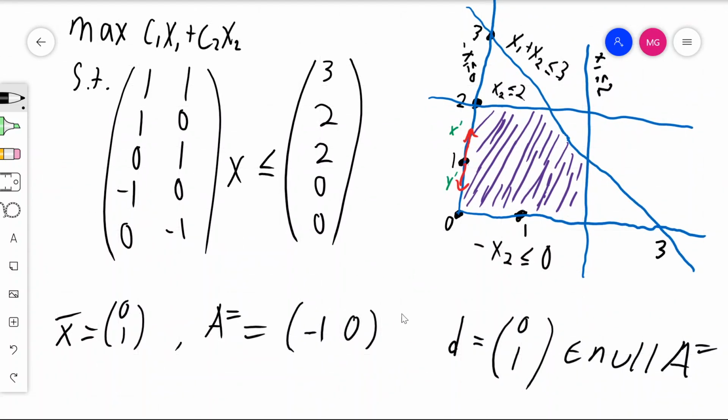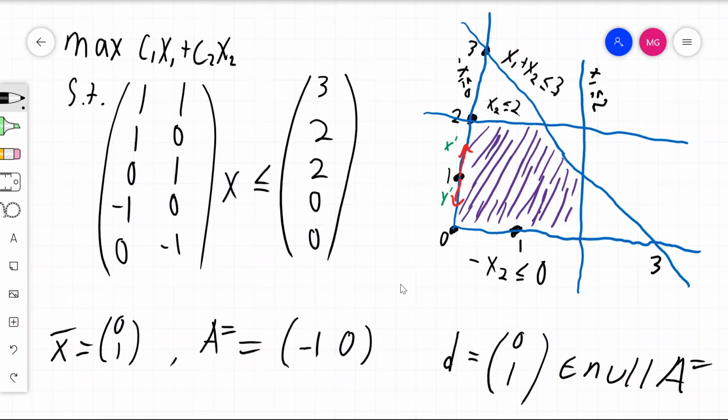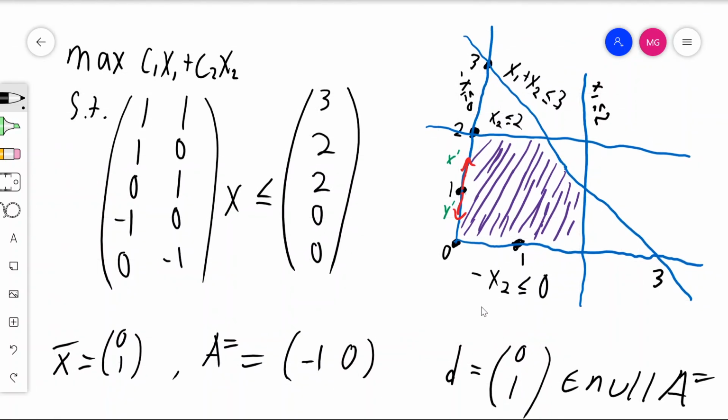The rank of this matrix was strictly less than the number of columns. It was rank 1, and because it had too small of a rank, there was some vector d in the null space of A equality. For instance, here you can see that A equality is minus 1, 0. We already said that above. An example of a vector in the null space of A equality would be this vector d being 0, 1. That would be this red arrow, the direction of d.